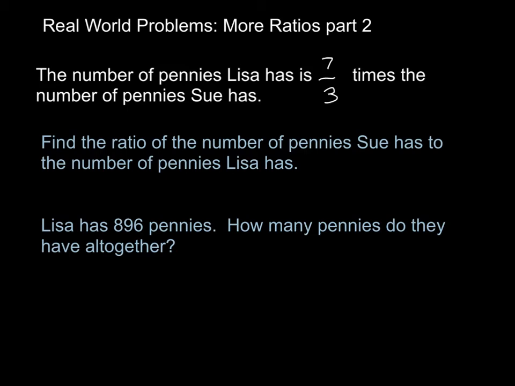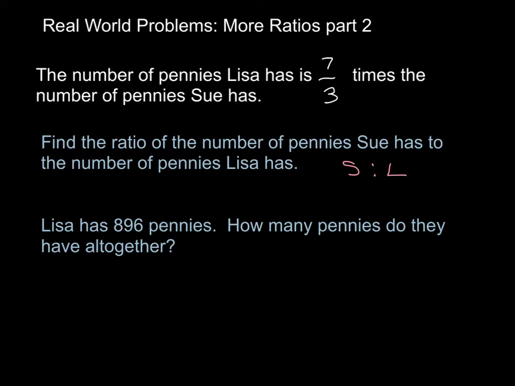We'll work on some more real-world problems. In this one, the number of pennies Lisa has is 7/3 times the number of pennies Sue has. Find the ratio of the number of pennies Sue has to the number of pennies Lisa has. So the question wants to know Sue to Lisa.